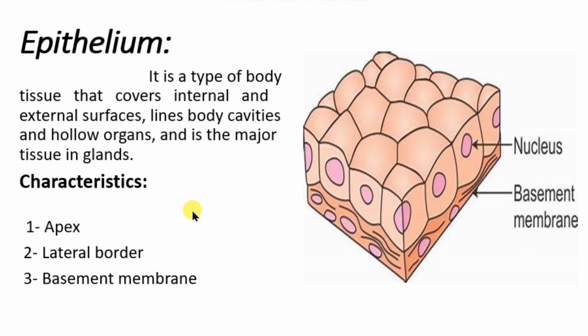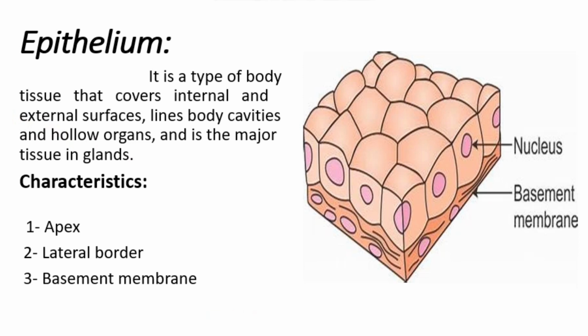And next, you can recognize the structure by three characteristics. First one is apex, second is lateral border, and third is the basement membrane. So what is apex? You can take any cell and you can see this is the apex, and second is the lateral border, this one, and the downside is the basement membrane. So you can recognize the epithelium by these three characteristics.